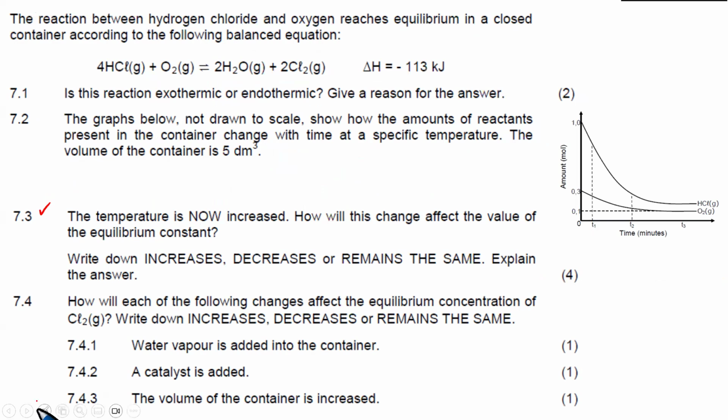All right, so if you look at this 7.3, the temperature is now increased. The examiners are very, very famous when it comes to this. They decide to increase the temperature, but this one is exothermic.